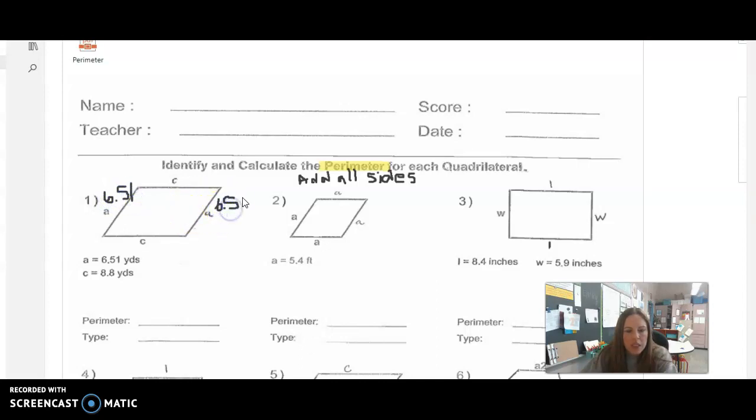And because this says that A is equal to 6 51/100 yards, every side that has A on it, I'm going to put 6 51/100. And then C is equal to 8 8/10 yards. So I'm going to label all of my C's 8 8/10. And it wants me to add all sides because we're finding perimeter. What do I need to do when we are adding decimals?